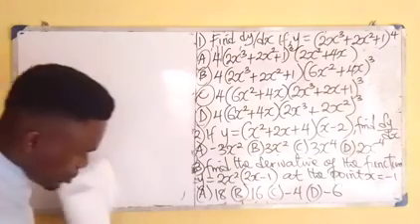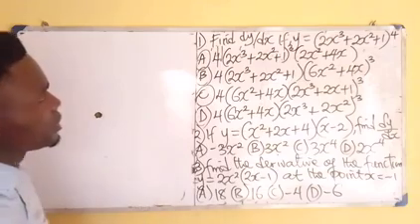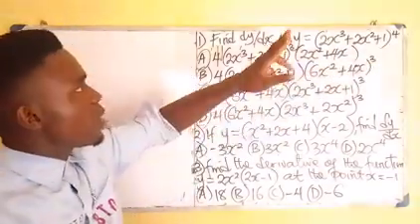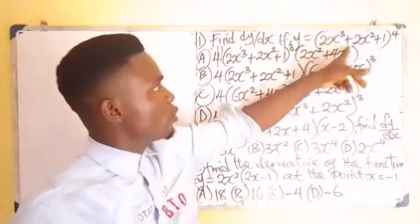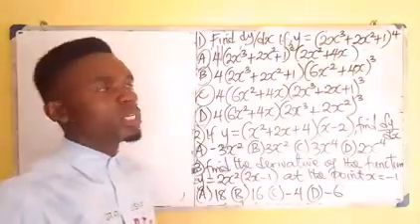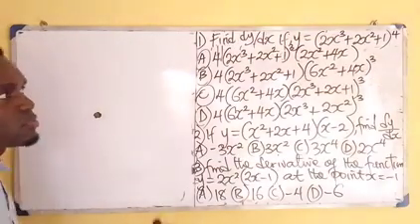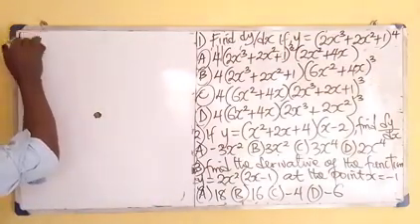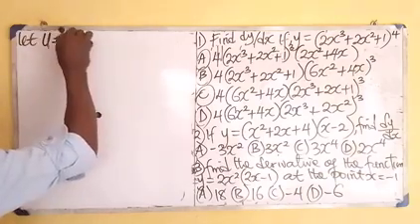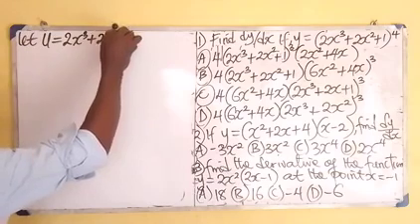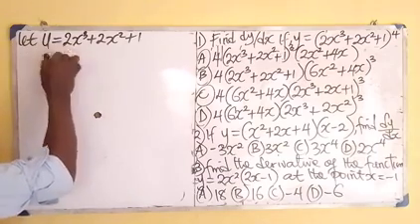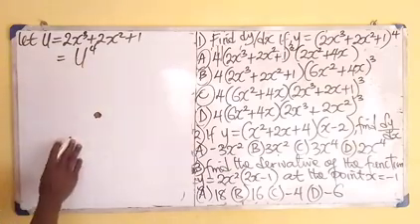Now we've been asked to find dy over dx if y equals this, that is, 2x cubed plus 2x squared plus 1, in brackets, raised to power 4. How do you go about it? The same step is to be taken. You say, let u be 2x cubed plus 2x squared plus 1. And I'll be having y equal to u raised by what? 4. True or false? True.